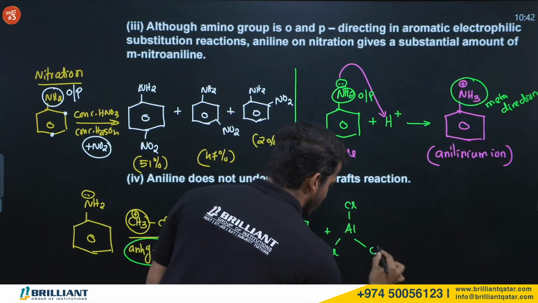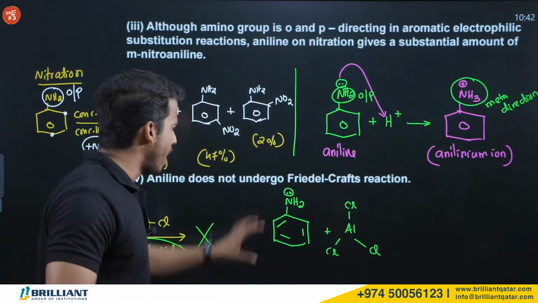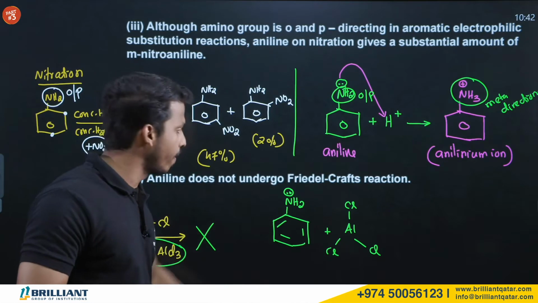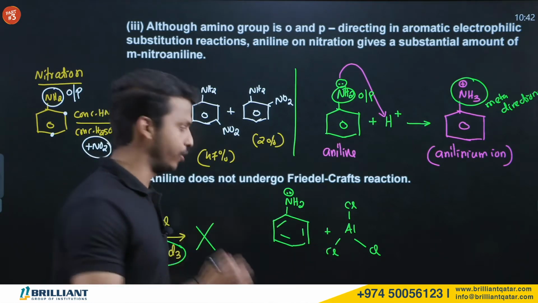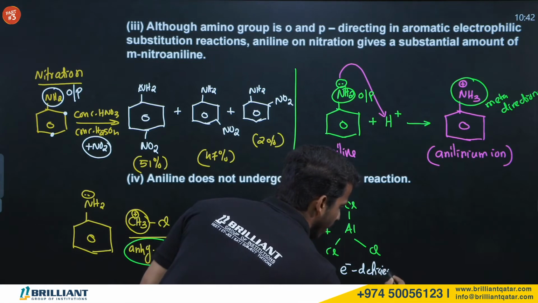AlCl3. This is the catalyst we are using. Normally, a catalyst won't react in a reaction. But here, aniline is an electron rich compound, and AlCl3 is an electron deficient compound. Why is it electron deficient? Why is it electron deficient?